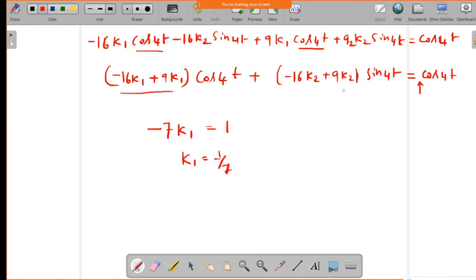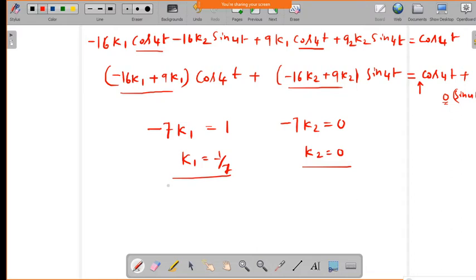Okay. So, similarly, this you compare, which is equal to 0. So, 0 into sin 4t, that is the component which is here, it is 0. Okay. So, if you compare this one, you will get minus 7 k2 which is equal to 0. So, k2 which is nothing but 0. So, k2 is 0 and k1 is minus 1 by 7.